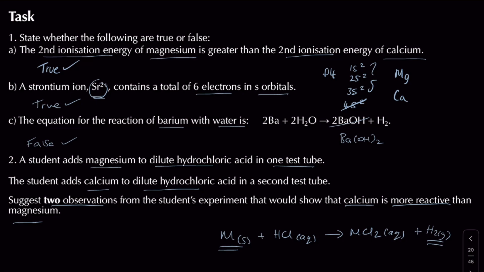But of course, calcium is going to be more reactive than magnesium. So with calcium, what we expect is faster fizzing, because of course we're going to produce the same amount of hydrogen but faster. And then our metal itself that dissolves, we know that our metal is going to dissolve faster, right? So in that case, we need to say the following to get 2 marks in the exam. Calcium fizzes faster and calcium dissolves more quickly itself as well.